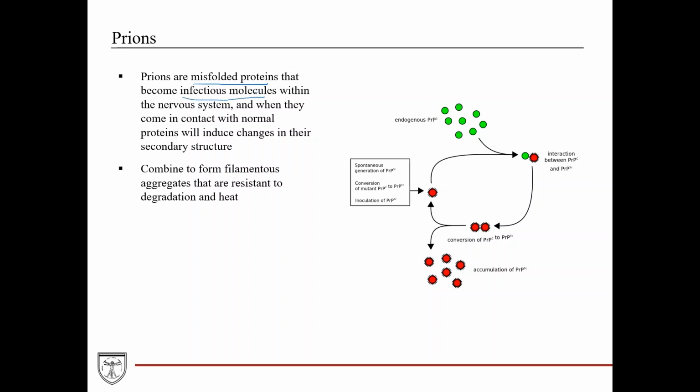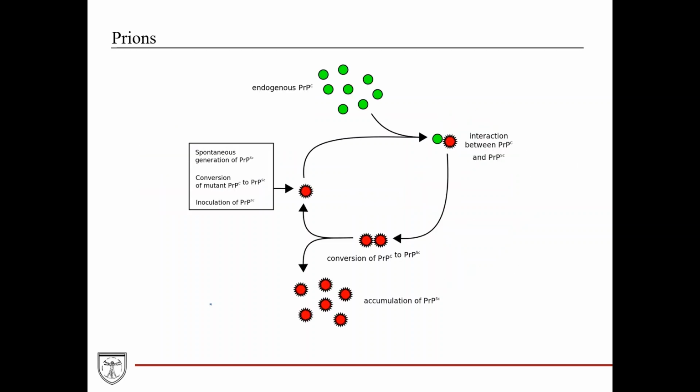They're not bacteria or viruses, but they're infectious in the sense that within the nervous system, when they come in contact with normal proteins, they induce changes in the secondary structure of these proteins. That converts the normal protein into a prion. Then these prions combine to form filamentous aggregates that are resistant to degradation and heat. So we'll blow this figure up and take a look at it. This explains the mechanism of generating prions.